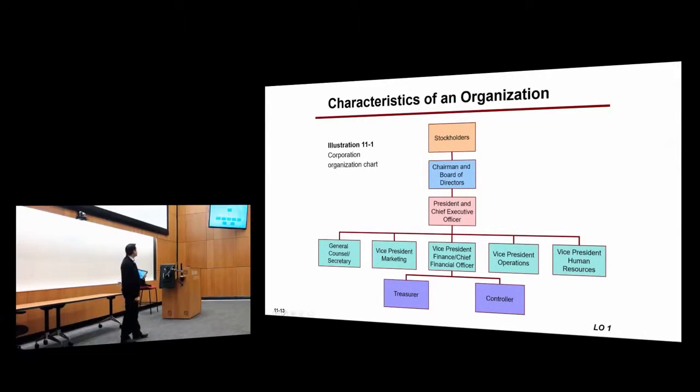Okay, now we look at this one, which shows the organizational chart of corporations. You have the shareholders, those are the owners of the company. So what they do, they elect the board of directors. The board of directors will act on behalf of the shareholders to select management. So basically they hire a CEO, a CFO, etc. And they oversee their work.